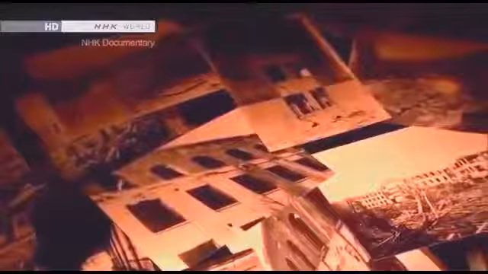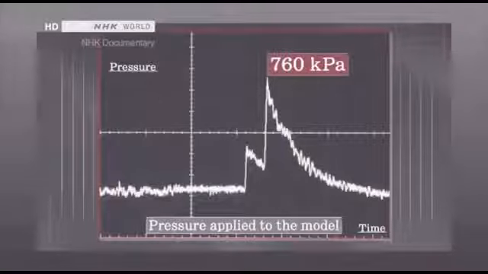The instant the atomic bomb exploded over Nagasaki, the structure blew apart. You can see the blast pressing one of the walls sharply inward, right before it's destroyed. The maximum pressure applied to the model was 760 kilopascals, or 76 tons per square meter.